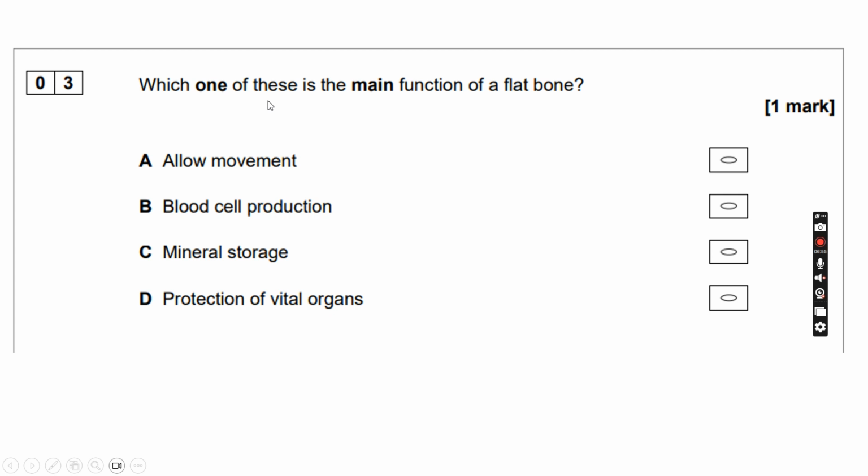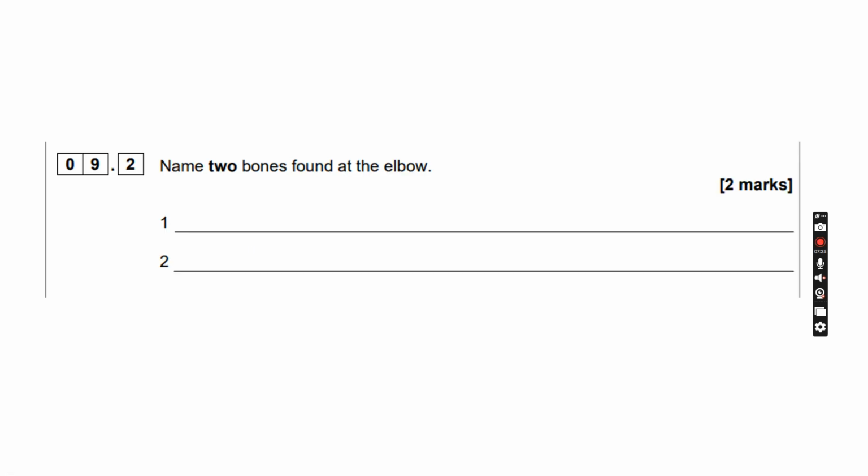So here we go. Pause the video, I'm going to go through the answer very shortly. Okay, so the answer for this one is protection of vital organs. Obviously we know that bones are important and they facilitate blood cell production and mineral storage, and of course they allow movement, but the key here is the main function, and the main thing we associate with the flat bones is protection of vital organs. Okay, so hopefully you got that one correct, and if not, it's fine.